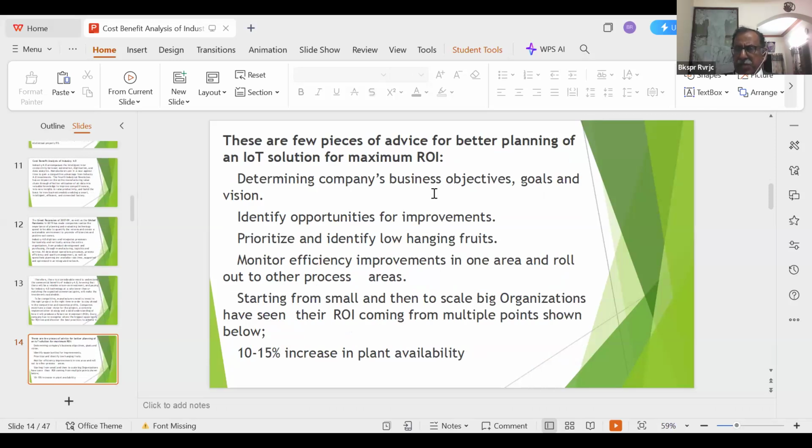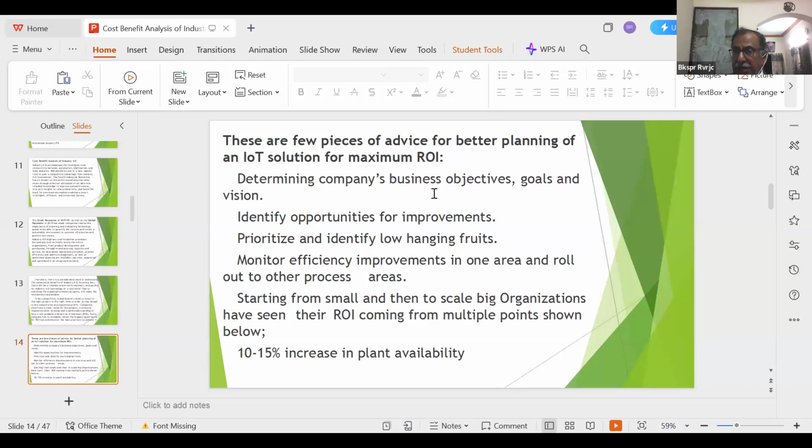Determine the company's business objectives, goals, and vision. Identify the opportunities for improvements. Prioritize and identify low-hanging fruits. Monitor efficiency improvements in one area and roll out to other process areas. Start small and then scale. Big organizations have seen their ROI coming from multiple points shown below.